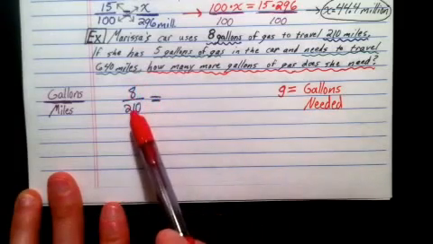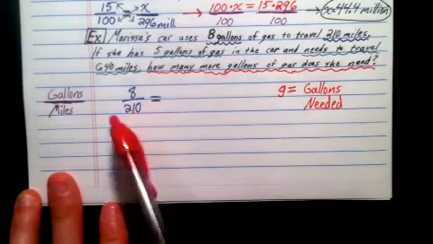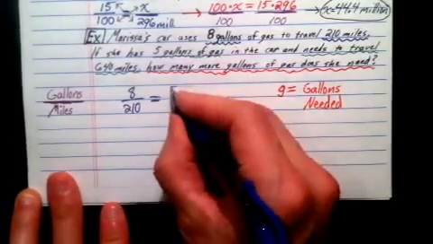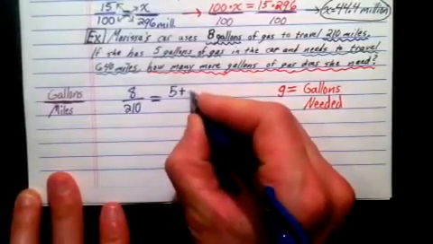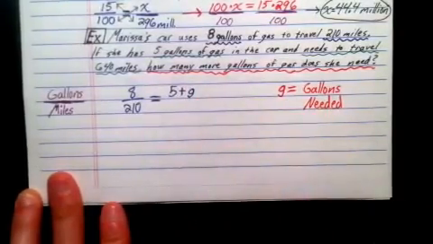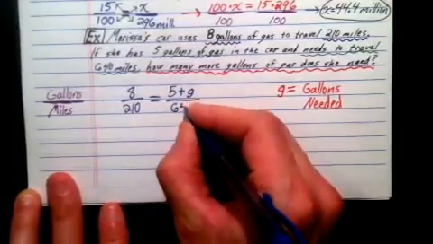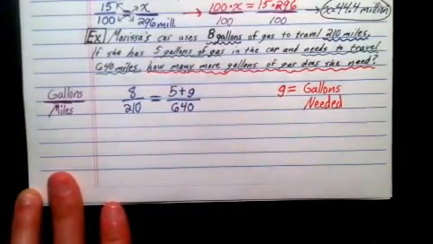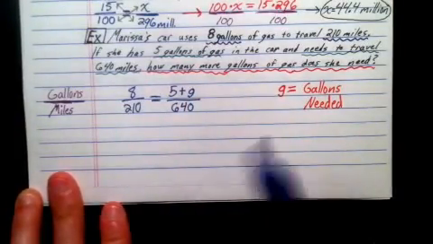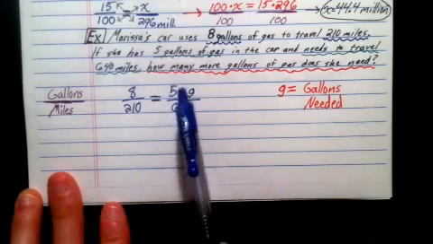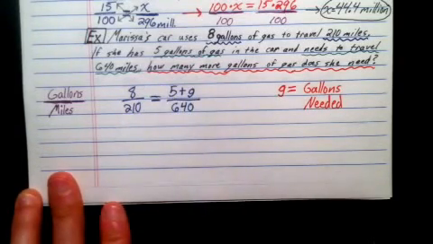So 8 gallons got her 210 miles, and now she already has 5 gallons, right, from what we had up here. So 5 gallons plus how many more gallons, which we're going to find by solving for G, will get her 640 miles of driving. That's the proportion you want to set up. 8 gallons got her 210 miles. 5 gallons plus how many more will get her 640.